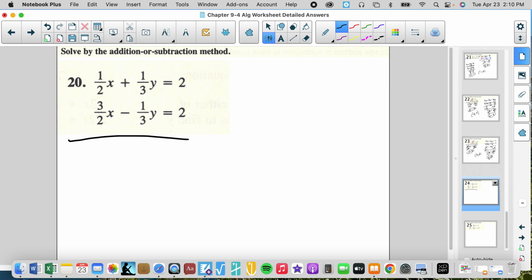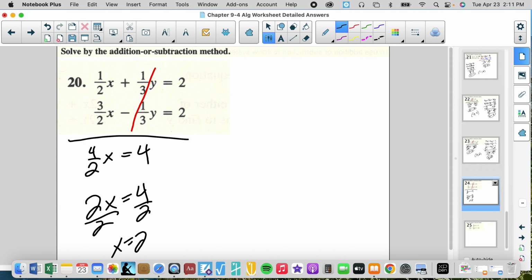All right, let's get back to this one. These are fractions, but the y's still cancel, which is nice. Now we just need to know how to add fractions. 1/2 plus 3/2 is, well, 4/2 x equals 4. 4/2 x can be 2x equals 4. Let's divide by 2. x equals 2.